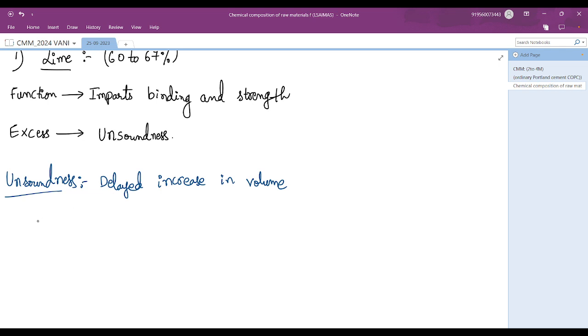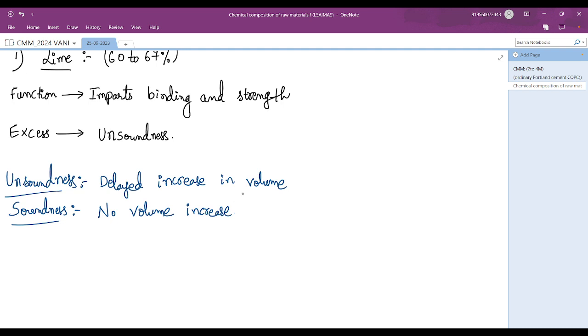Then what is meant by soundness? Soundness means no volume change, or no volume increase. So unsoundness is nothing but delayed increase in volume, and soundness is nothing but no volume increase.